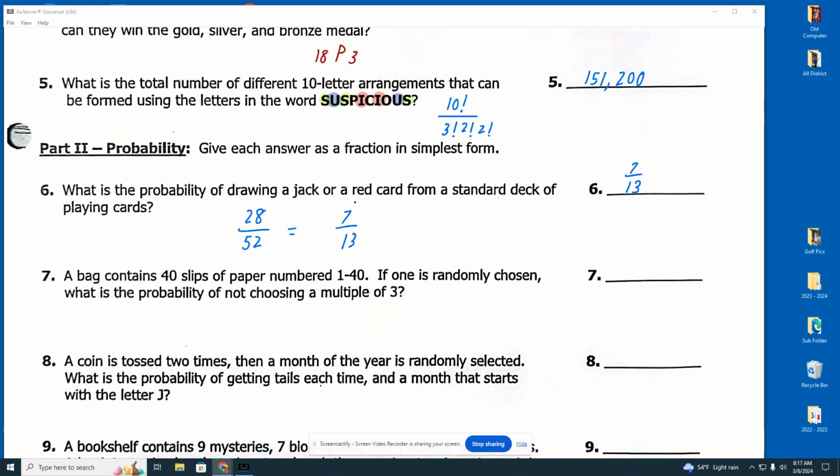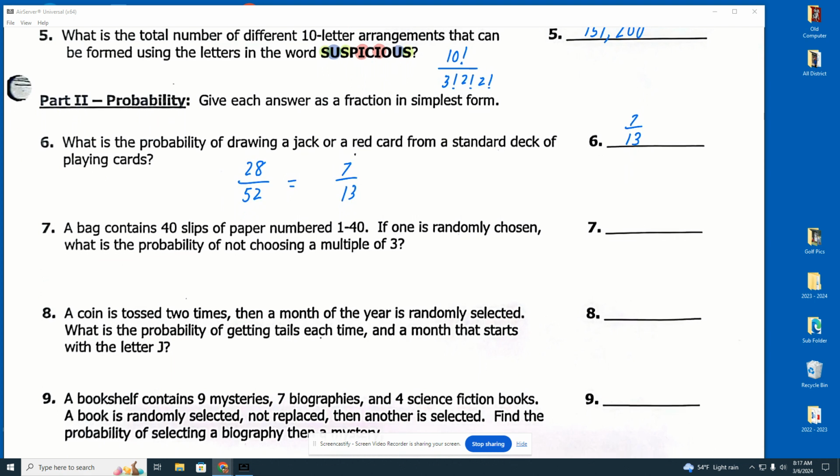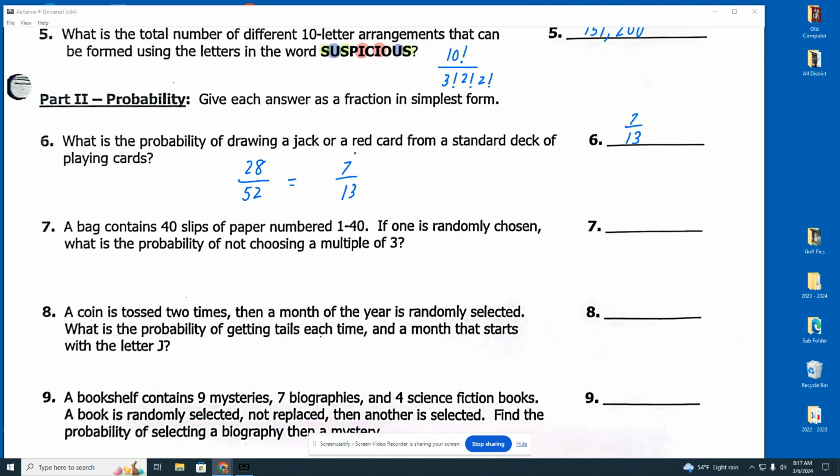All right, moving along. A bag contains 40 slips of paper numbered 1 through 40. Okay, so that tells you there's 40 of them. If one is randomly chosen, what's the probability of not choosing a multiple of 3? All right, so what's my bottom number? 40, right? There's 40 total slips of paper. So I know that my total number of outcomes is 40.